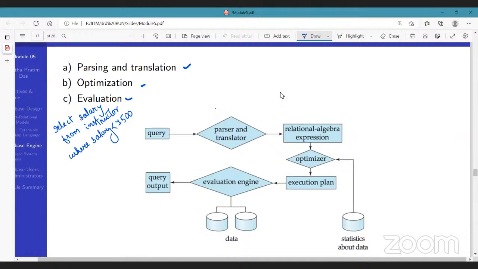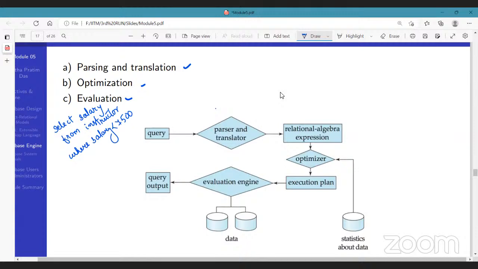After that, it is moved on to the parser and translator. The parser checks for any syntactical errors. For example, if we write select salary where salary less than 7500, that won't be correct. It will be syntactically incorrect because we have not specified the table name. That is the main job of the parser: it checks for syntactical errors.